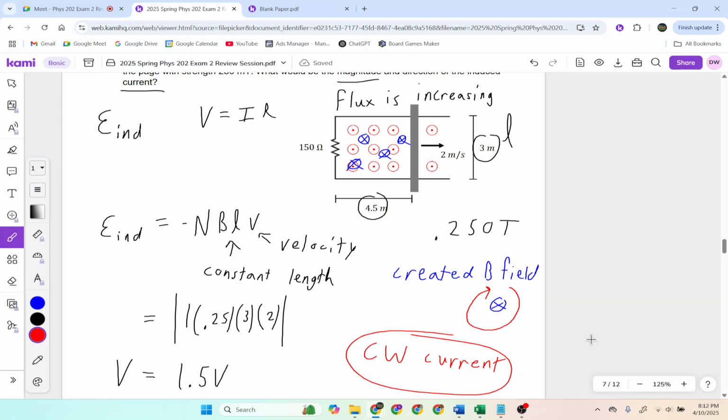Any questions? I know it's hard. We'll be doing a few more examples of right hand rule in the next problem.